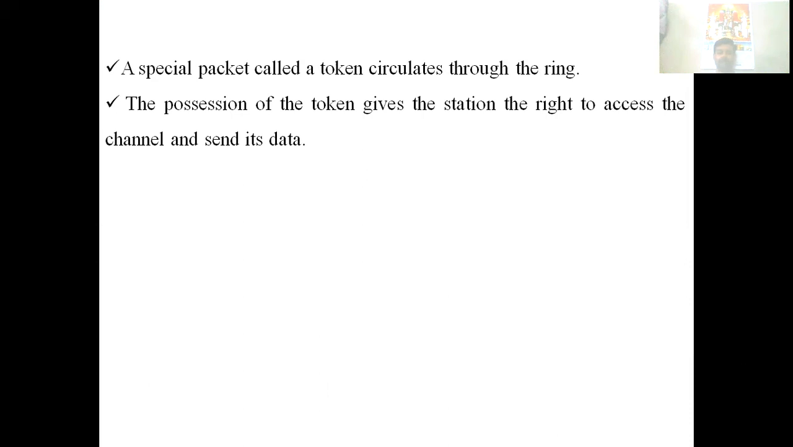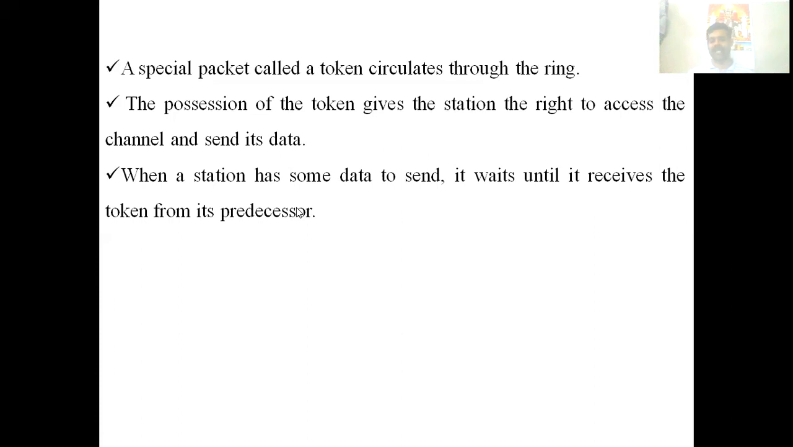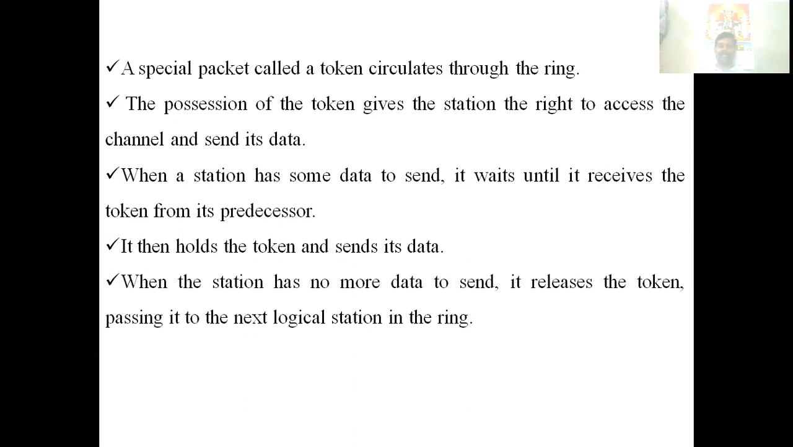If any station wants to send some data, it will take that token, and while sending the data, it will hold the token. After sending the data, it will release the token. The position of the token gives a station the right to access the channel and send its data. When a station has some data to send, it waits until it receives the token from its predecessor. It then holds the token and sends the data.